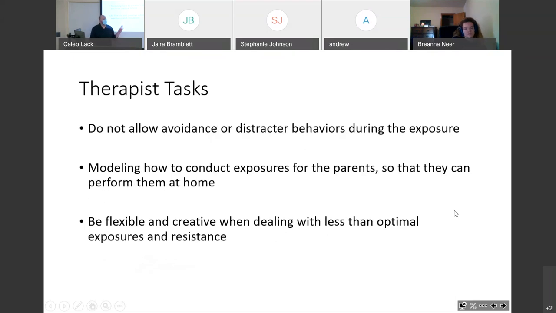You also want to make sure that you're not allowing distractor behaviors and avoidance. Again, kids are really good at this. All of your focus should be on helping them argue with their anxiety and then checking on what their SUDS levels are. Not having a pleasant conversation.